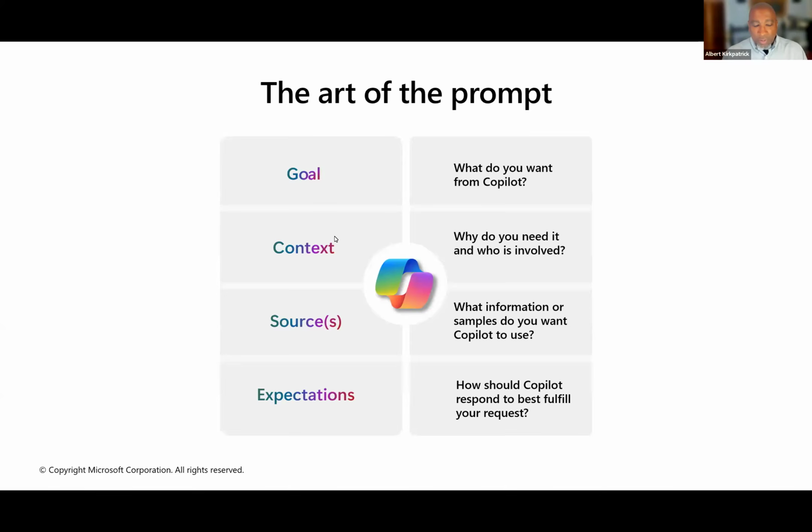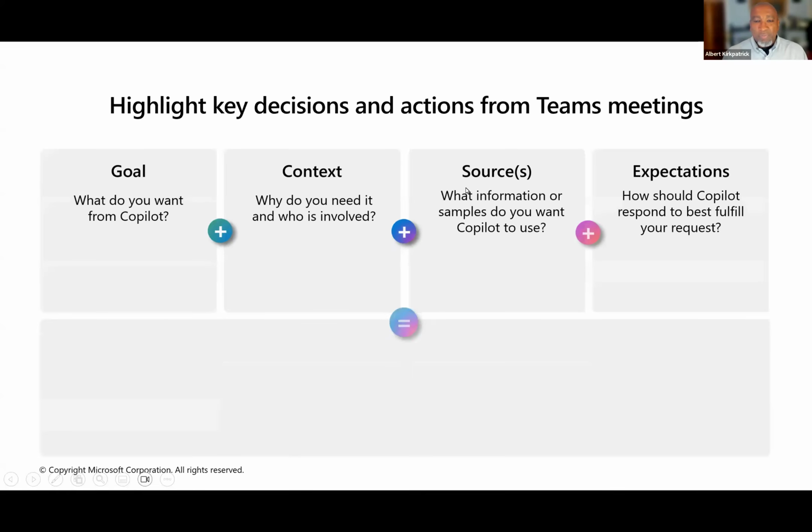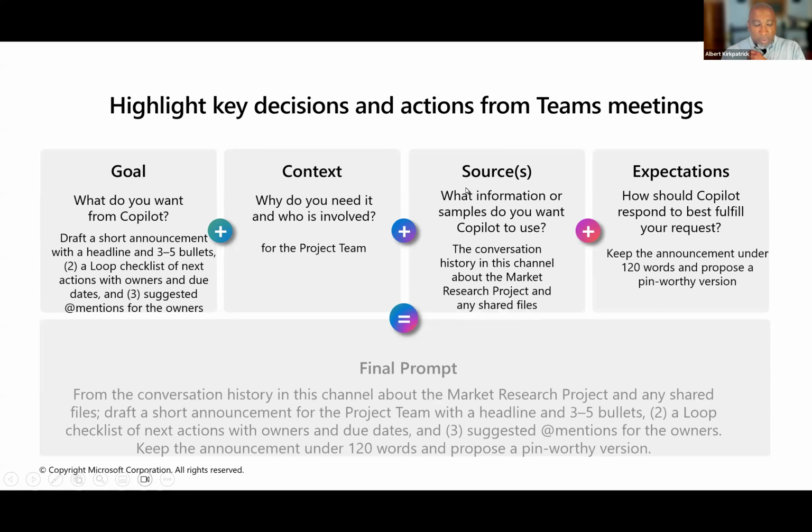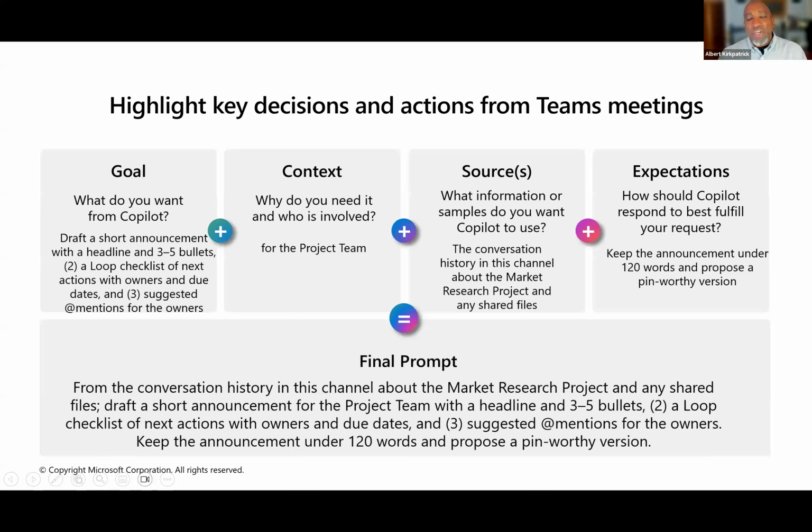So let's take an example. This is a Teams prompt. The prompt I created, click through here real quick: "From the conversation history in this channel about the market research project and any shared files, draft a short announcement for the project team with a headline of 3 to 5 bullets, a Loop checklist of next actions with owners and due dates, and 3 suggested @mentions for the owners. Keep the announcement under 120 words and propose a pin-worthy version." That sounds like a mouthful, right?